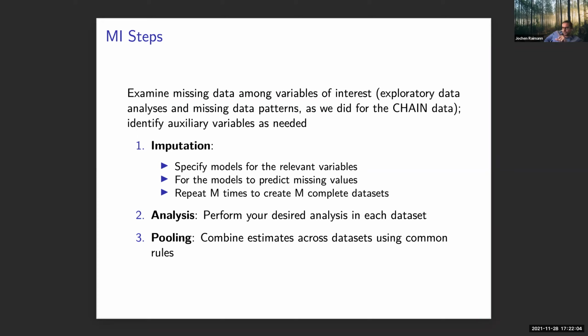Then you impute. You specify models for the relevant variables, use those models to predict the missing values, and repeat it m times to create m complete data sets. So you do this random sampling repeatedly, and you get repeated data sets with all complete data, with no missing data. Then you perform your desired analysis for each data set, and in the pooling step, you combine the estimates across data sets using common rules of pooling.